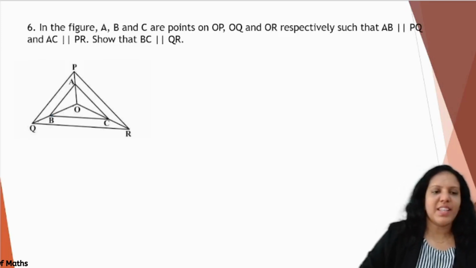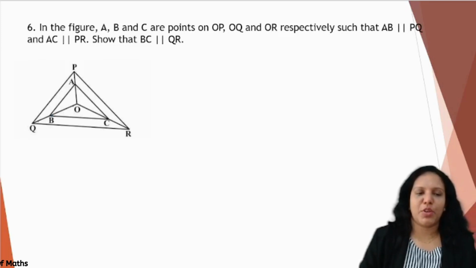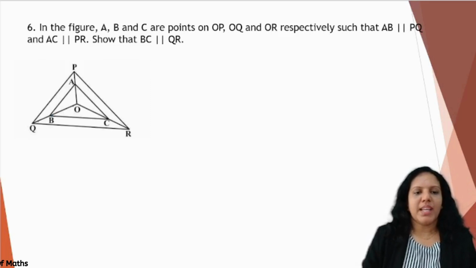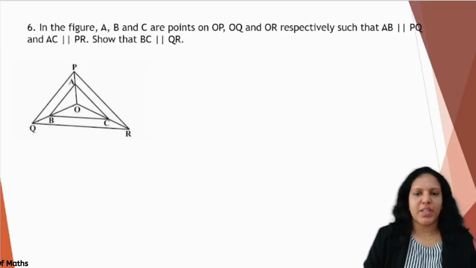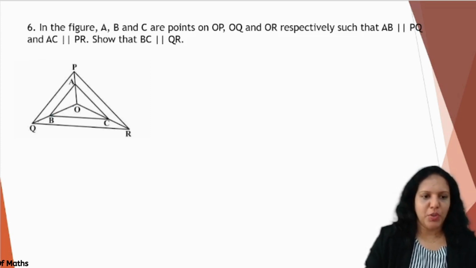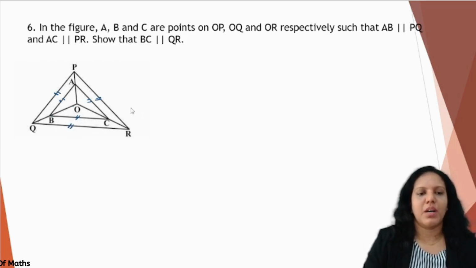So let's start. Question number 6 from exercise number 6.2. In the figure, A, B and C are points on OP, OQ and OR respectively such that AB is parallel to PQ and AC is parallel to PR. Show that BC is parallel to QR. We need to prove BC is parallel to QR.